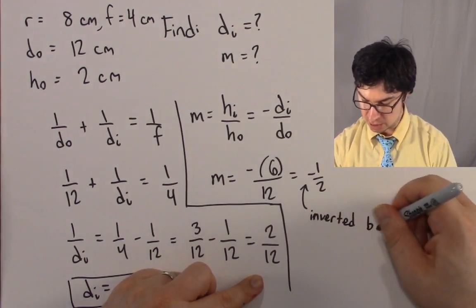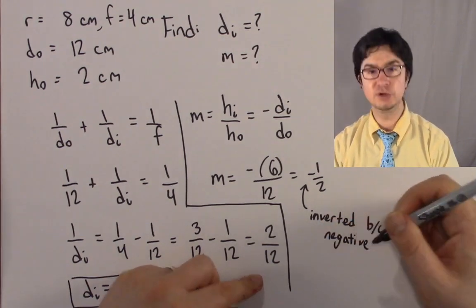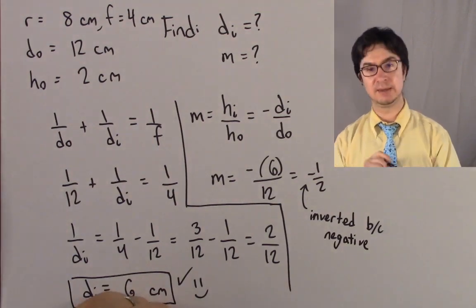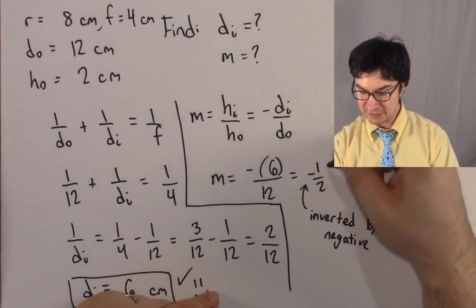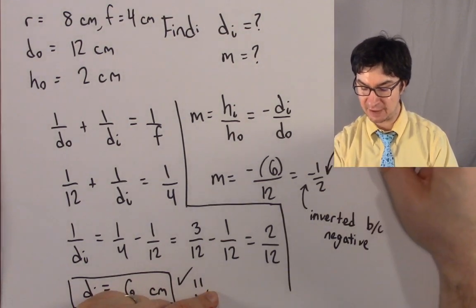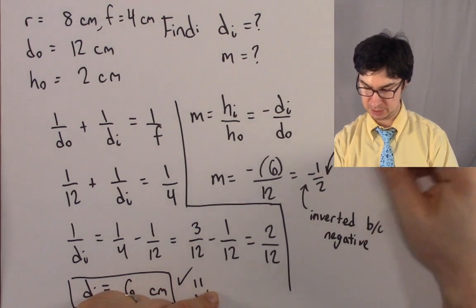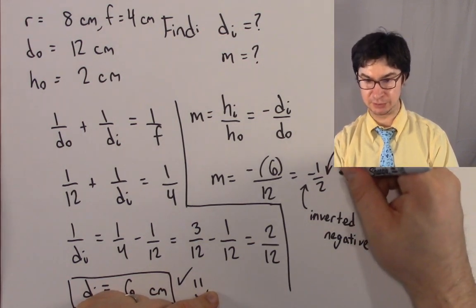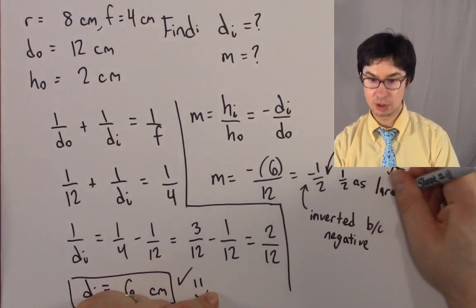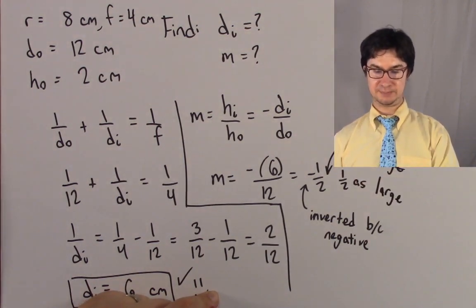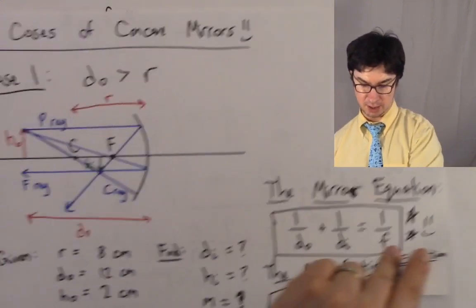Inverted because negative. Whenever you have a negative magnification, that means that the image is inverted. What about the fraction? The fact that it's a fraction means it's 1/2 as large. Oops, ran out of space. That means that it's equal to 1/2 as large. Okay? Fantastic.